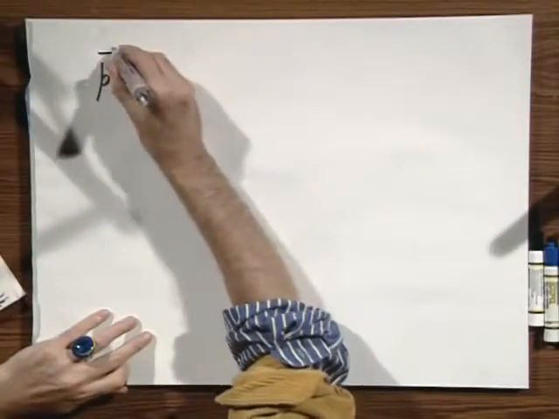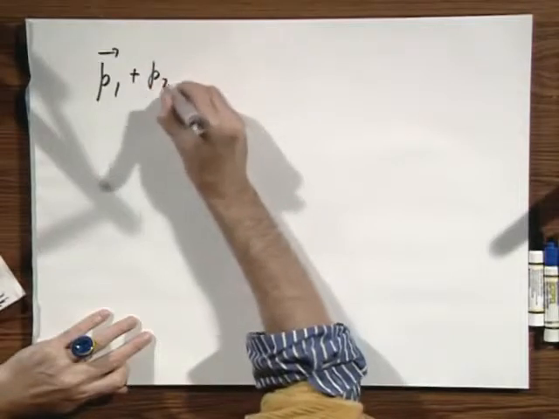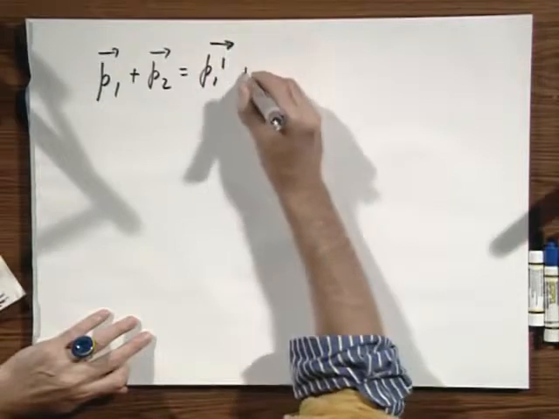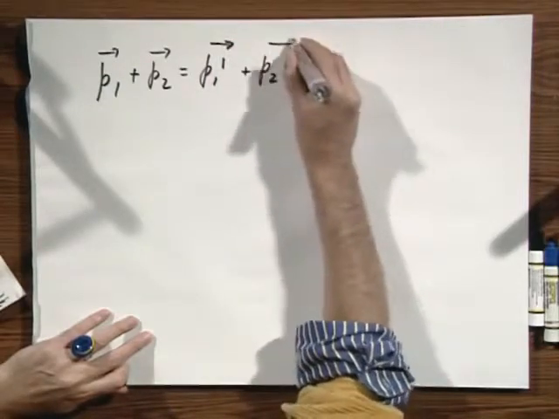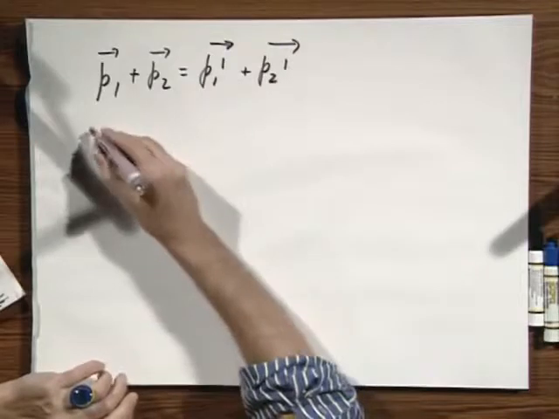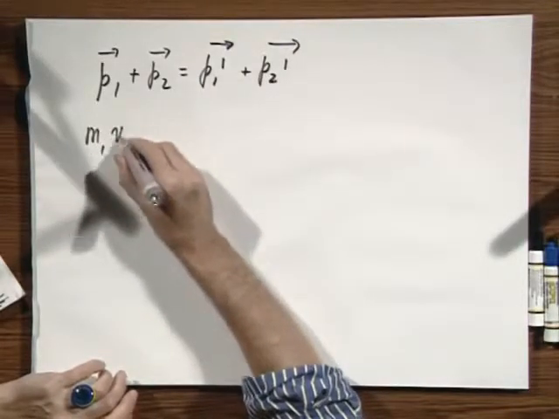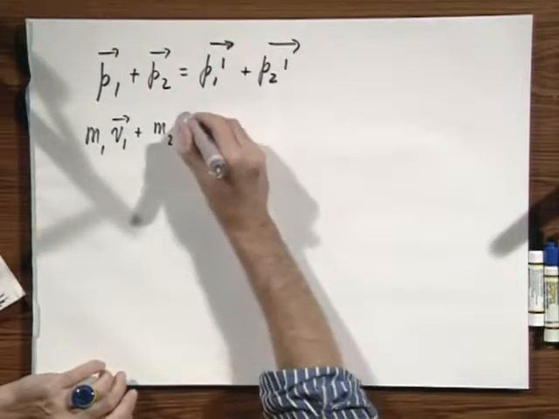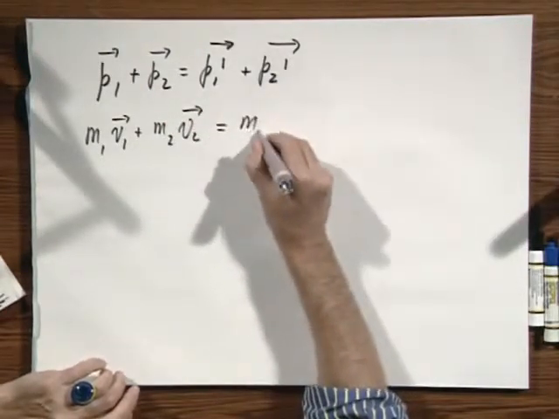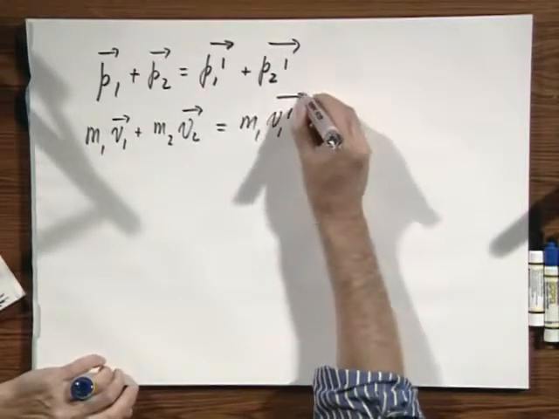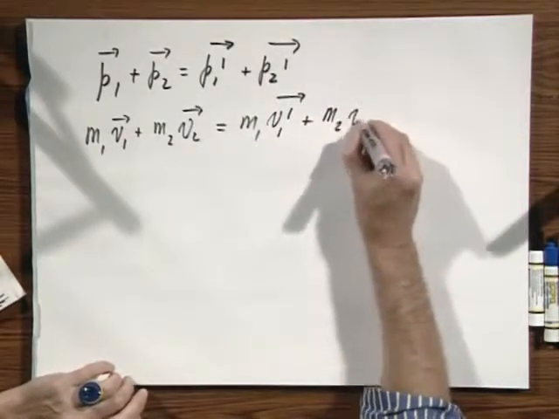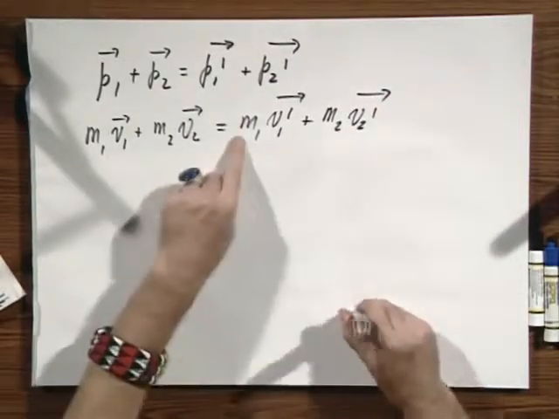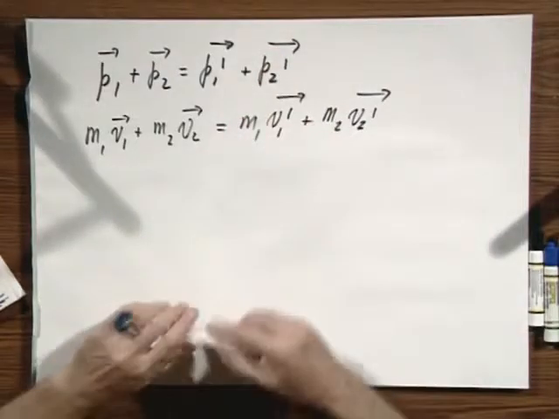So if we write this down in general form, P1 plus P2 equals P1 prime, that is after a collision, plus P2 prime. We're dealing here with two objects, and you can write this down as m1 v1, which is a vector, plus m2 v2, a vector, equals m1 v1 prime, which is a vector, plus m2 v2 prime, which is a vector. That is the conservation of momentum as long as there is no external force.